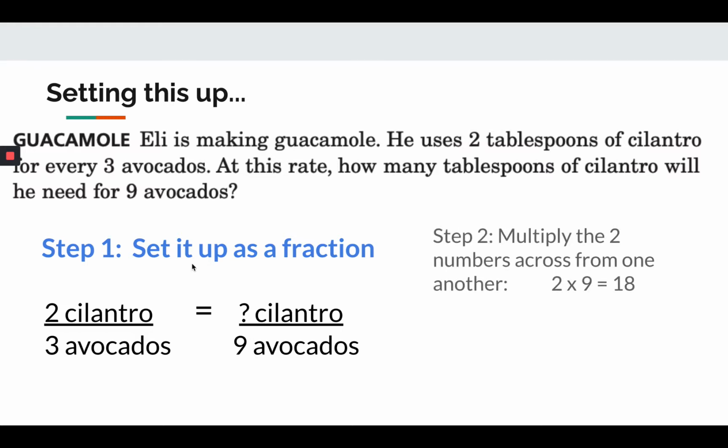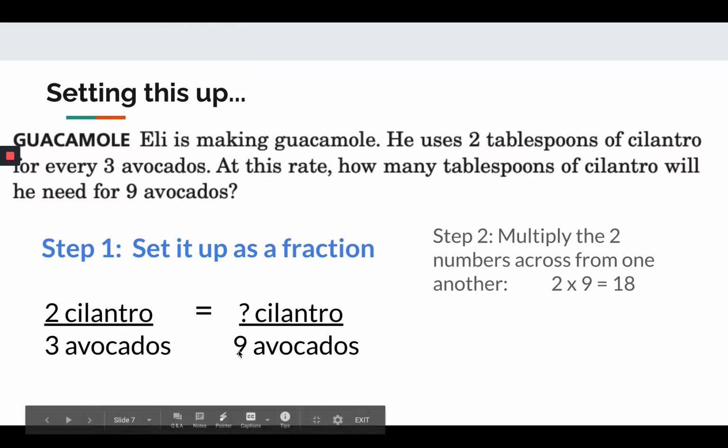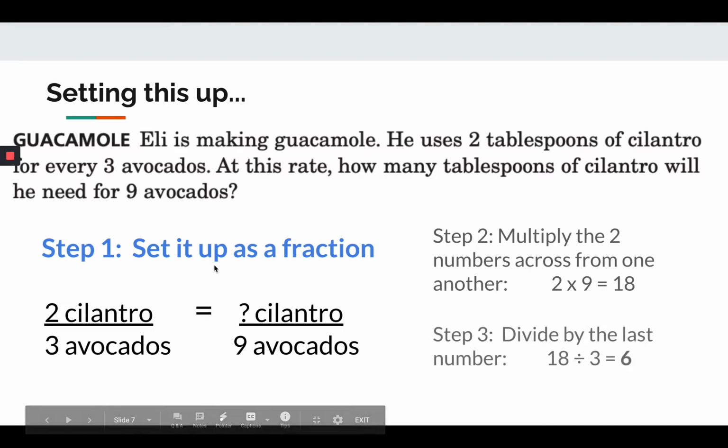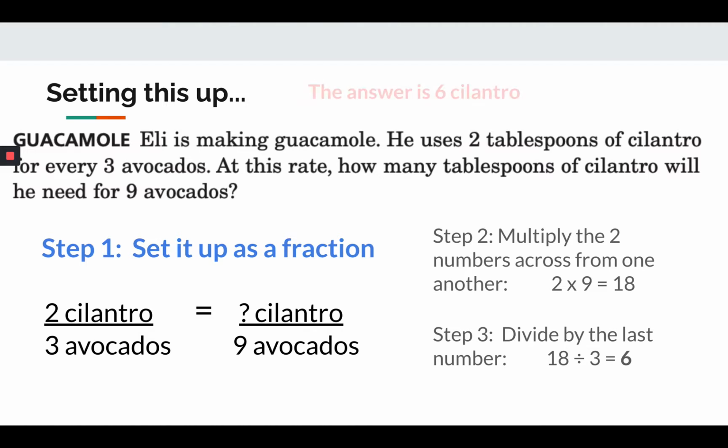Step 2, I'm going to multiply the two numbers I have across from one another, in this case 2 times 9, which is 18. Step 3, I'm going to divide by the last number, in this case 3. 18 divided by 3 is 6. The answer is 6 cilantro.